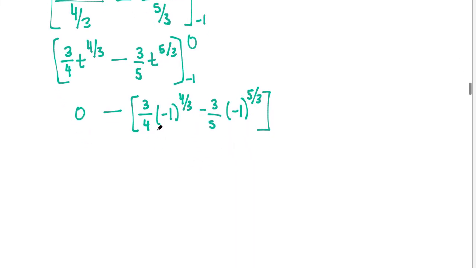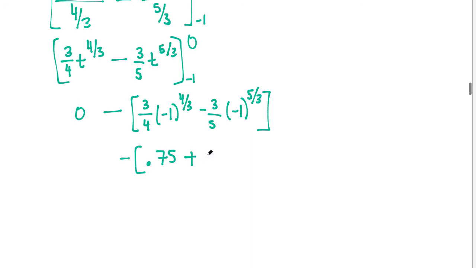So 3/4 is the same as, so -1 raised to the 4/3. So -1 cube root is -1, raised to the 4th is +1. So this just ends up being 3/4, which I'm going to go ahead and write as 0.75. Actually, don't forget this is all negative at the end. Minus, so here we have -1, cube root again is -1, raised to the 5th, since it's an odd power, is also -1. So we have -1 times 3/5.